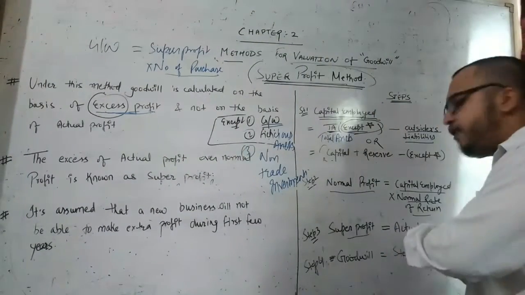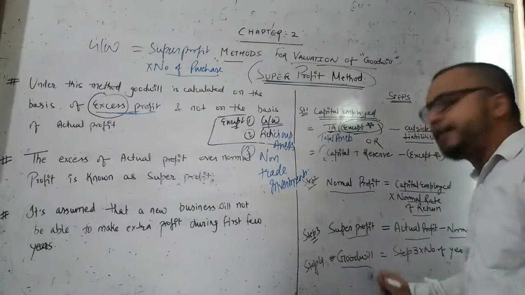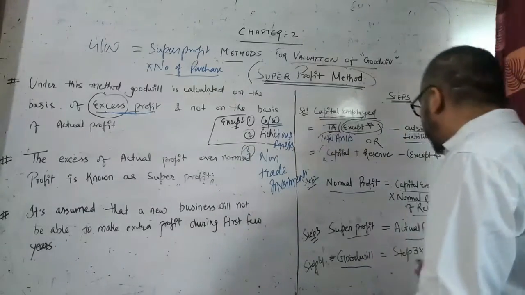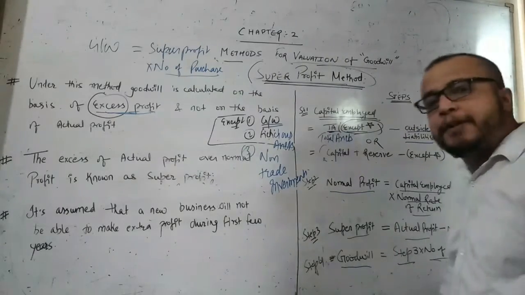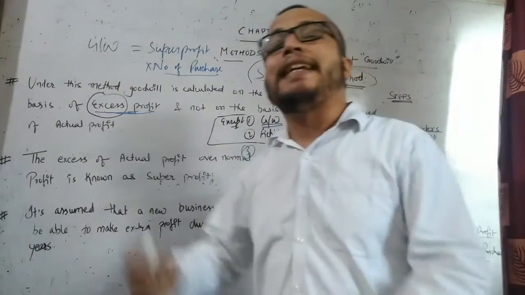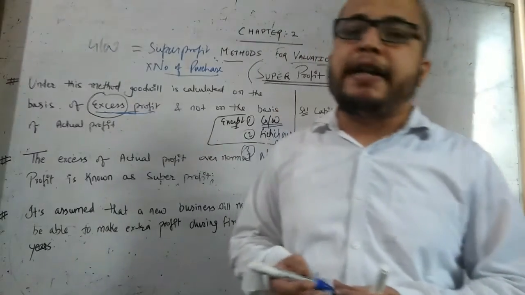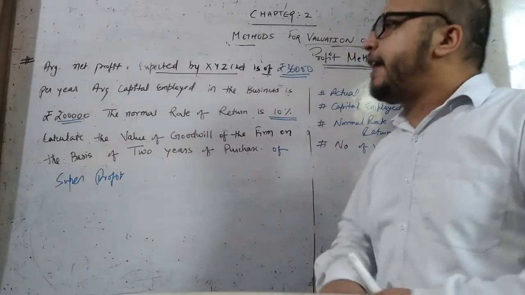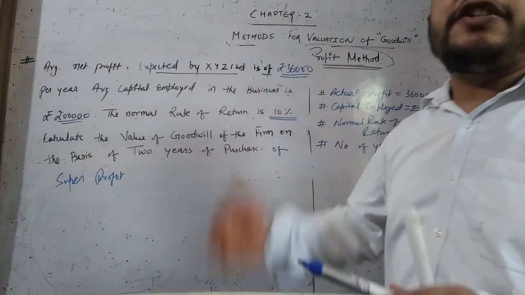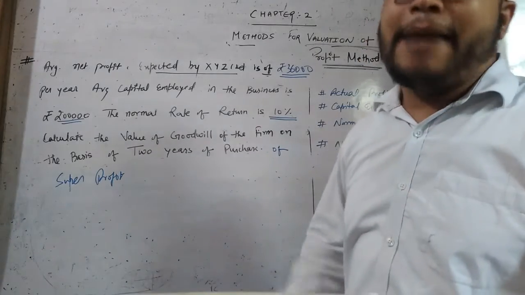Now, once you know the value of super profit, your next step is to calculate goodwill. Then we can calculate goodwill by multiplying step 3 with number of years of purchase. It means the years for which that name helps you. Now, for better understanding, I am doing one practical question.